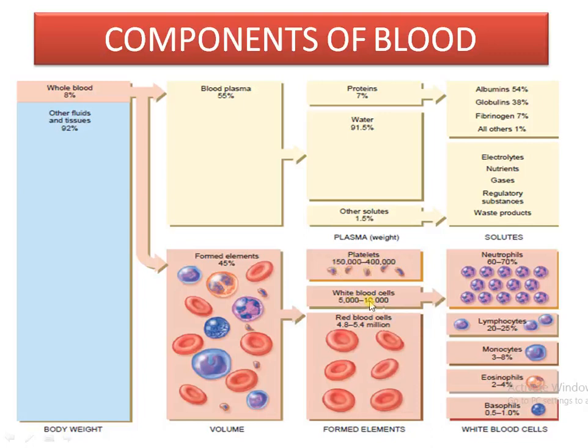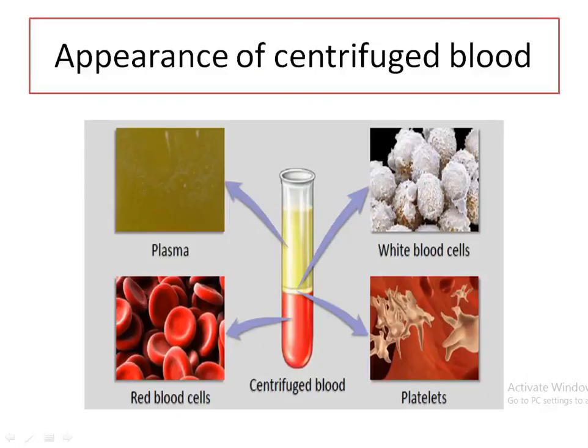Platelet count in the human body is 1.5 lakh to 4 lakh per microliter. WBC count is 5,000 to 10,000 per microliter. Red blood cell count is 4.8 to 5.4 million per microliter. The most abundant WBC present in the human body is neutrophils, that is 60 to 70%. Then comes lymphocytes 20 to 25%, monocytes 3 to 8%, eosinophils 2 to 4%, basophils 0.5 to 1%.